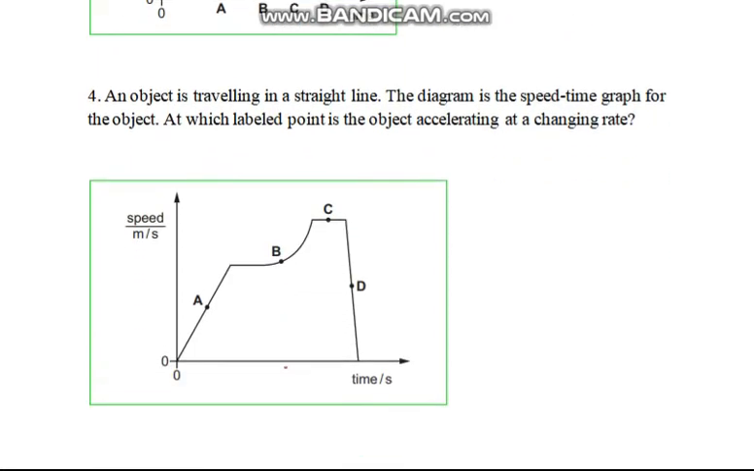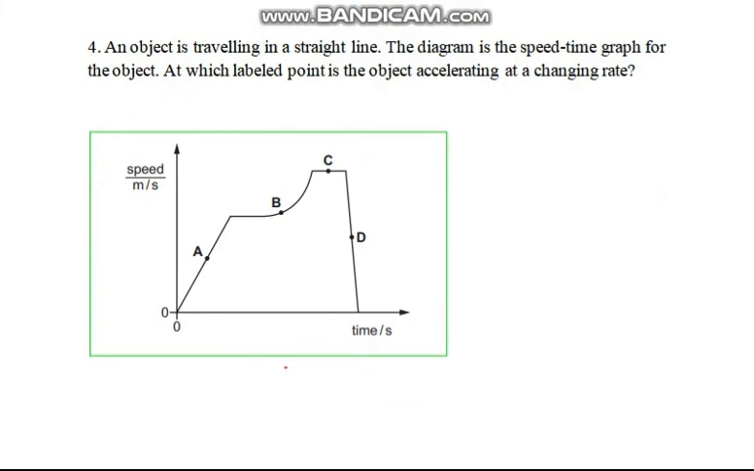Question number 4. An object is traveling in a straight line. The diagram is a speed time graph for the object. At which labeled point is the object accelerating at a changing rate? In this case, for point A, the speed is uniformly changing with time, so uniform acceleration, but we need to concentrate on the changing rate.